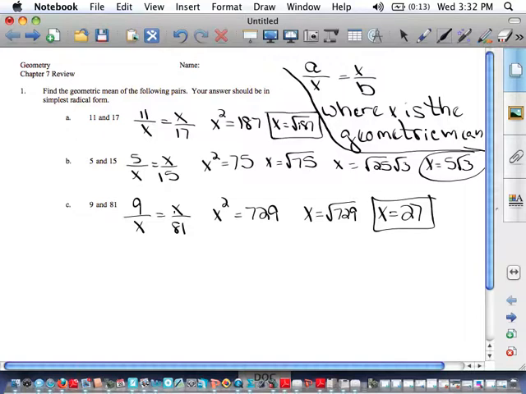So again, here is the general formula for the geometric mean. X is the geometric mean. So when you're given two numbers and asked to find the geometric mean, you substitute those in as A and B, cross multiply, take the square root, and then simplify that.